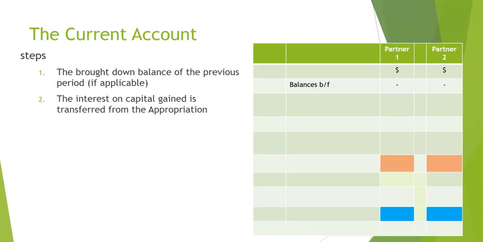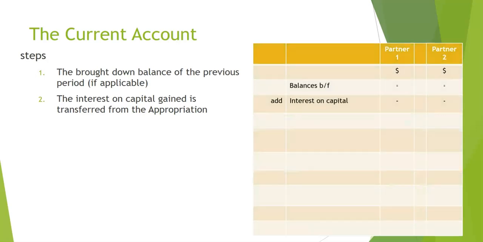Secondly, you're going to add the interest on capital gained that you had calculated on the appropriation account. All right, you're going to add it on this current account. So each individual partner gets their interest on capital added.